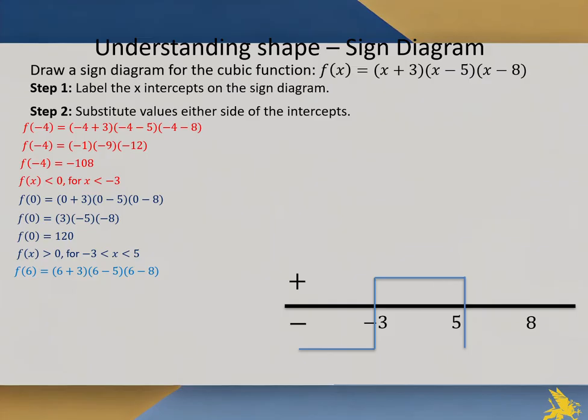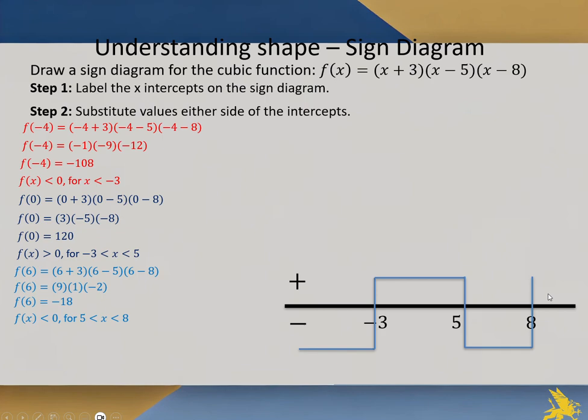Again, I've picked 6 from between 5 and 8. And again, with this, I'm just substituting it in, but all I need to think about is my signs. I can solve it like I've done. A positive times a positive times a negative will give me a negative. So that means between 5 and 8, I know y is going to be negative, or f(x) will be less than 0.